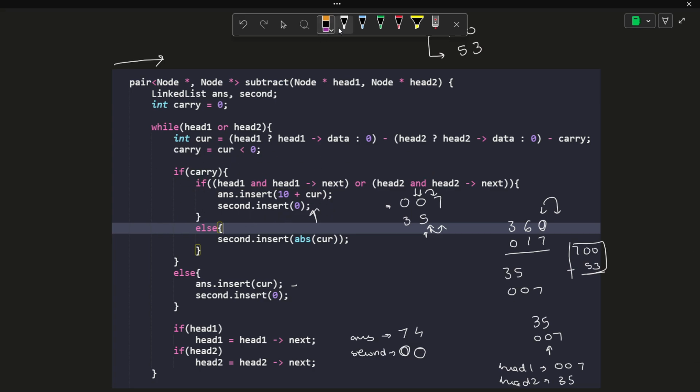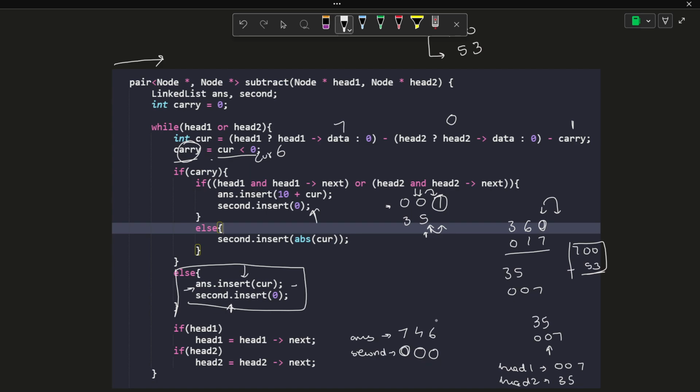I move on to the next position where I encounter this particular value. The first value is 7, so it is 7 here. The second value is 0 because there is no node, and the carry value is 1, right? So 7 minus 0 minus 1 is going to be 6. The value of current is 6 now, and carry equals current less than 0. In this particular case, since current is greater than or equal to 0, my carry is going to be false, so I enter this particular part. Now I'm going to insert 6, the value of current, into an answer vector, and for the second I'm just going to insert 0.